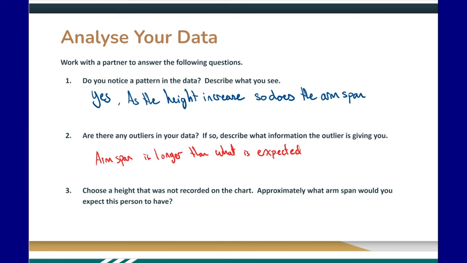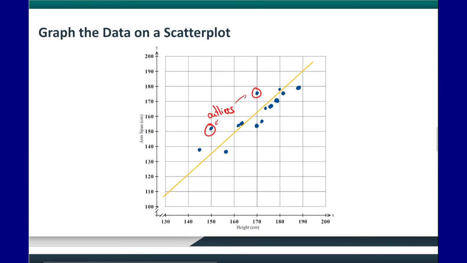Next, let's choose a height that is not recorded on the chart, and approximately what arm span would you expect this person to have? So we as a group picked 200. So if we had a height of 200 centimeters, if we were 2 meters tall, what would we predict our arm span to be? So this is where a line of best fit becomes helpful, because if we were to imagine that it would continue this trend, we would expect it to be somewhere maybe around there, maybe a little bit higher. That's where we would expect our point to be for someone that is 2 meters tall.